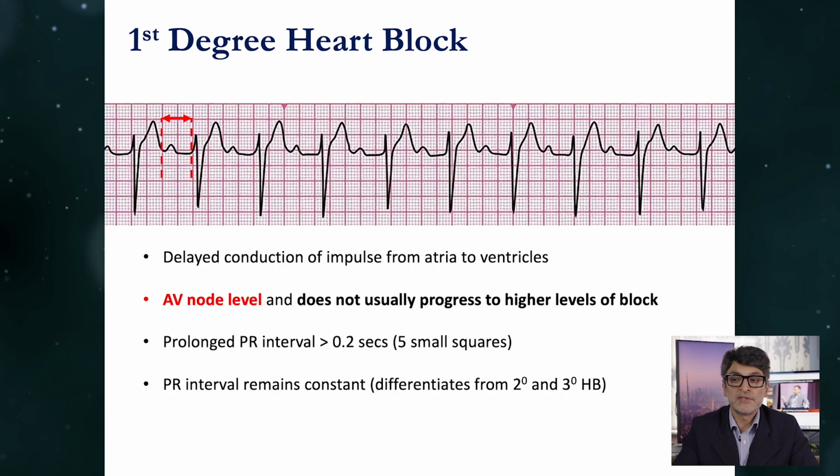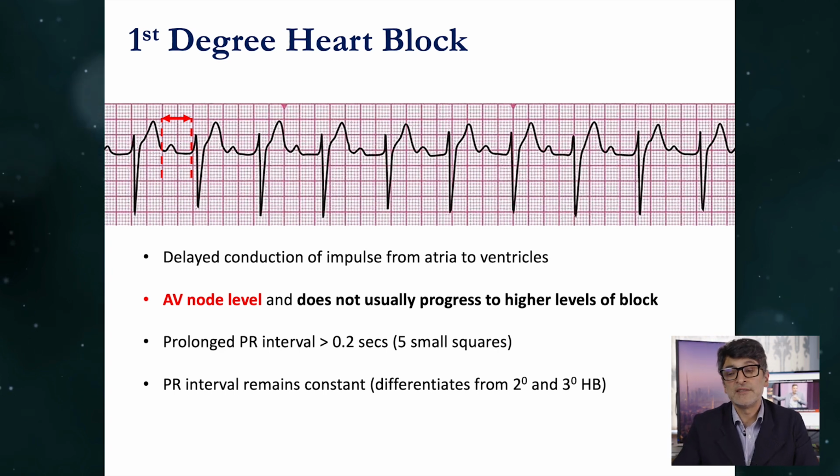And another example of first degree heart block here, clearly demonstrating that the PR interval is almost 1.5 large squares here. And it's a benign finding in most cases, doesn't progress to high level block. It's critical to say that it's a benign finding when it's an isolated finding. And the PR interval remains constant, and that differentiates it from third degree, from complete heart block, and type 2, and type 1, Mobitz type 1 second degree heart block.